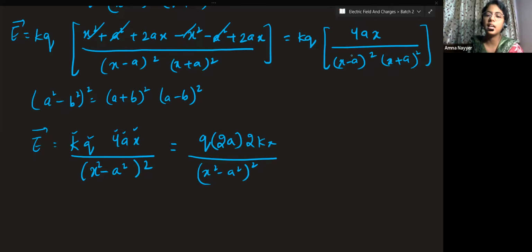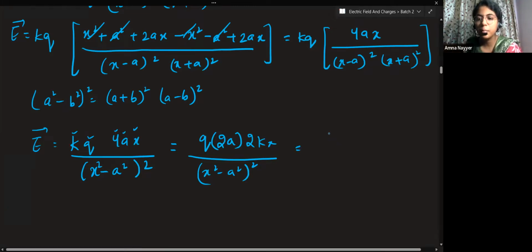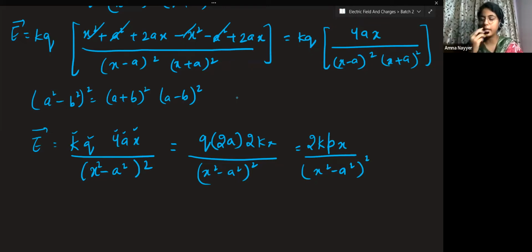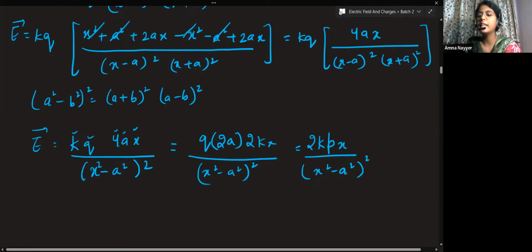So now we have established a relation. This will be P times 2kx divided by (x square minus a square) whole square. 2 is the constant, k is the electrostatic constant which we use, 9 into 10 to the power 9. P is the dipole moment, x is the separation from the center of the dipole to the point, and a is half of the separation between the dipole charges. So this is your formula for the electric field at an axial point.